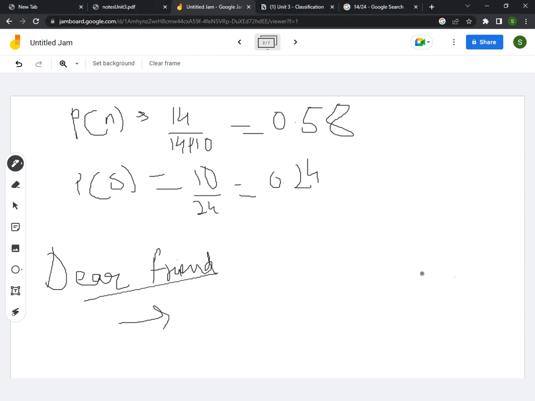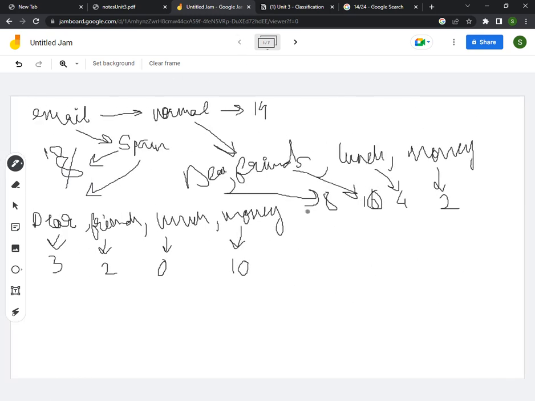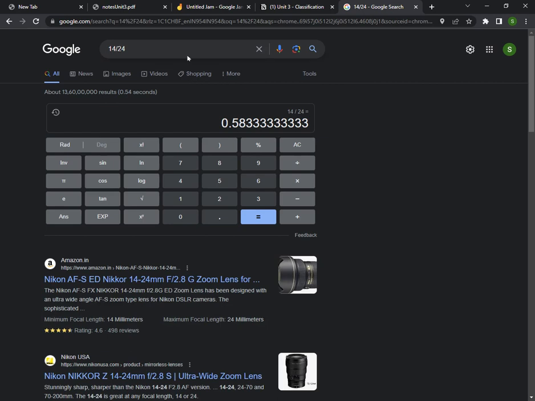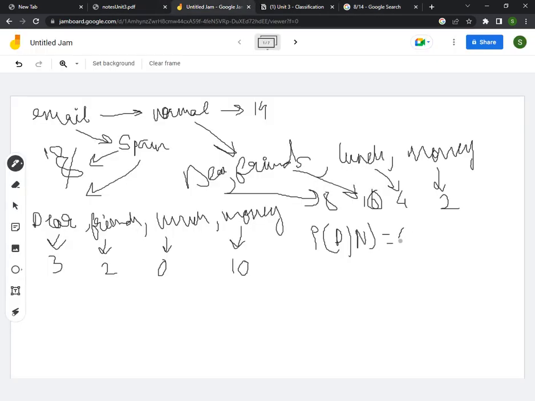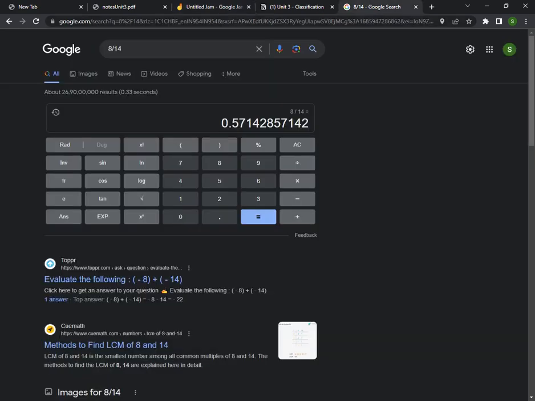Now to calculate the probability of the sentence "dear friend", we have to go back and find the probability of each keyword. Now the probability of dear would be dear upon, and here it is 14, so 8 divided by 14. 8 divided by 14 is 0.57.